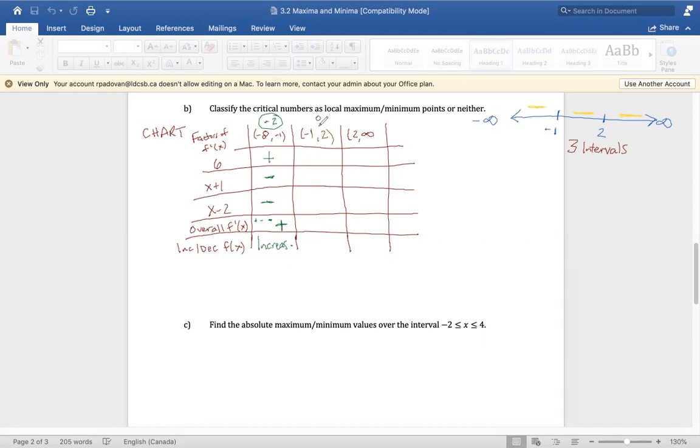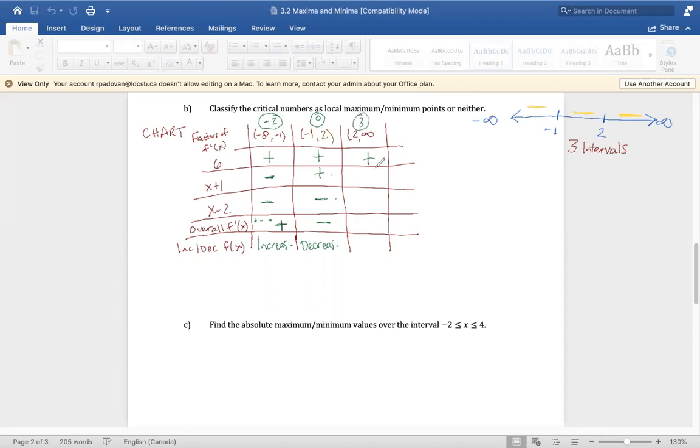Let's say pick 0. 0 is usually easier. Again, 6 is going to be positive all the way through, right? We know that. 0 plus 1 is positive. 0 minus 2 is negative now. So I have positive, positive, negative. A positive times a positive is a positive. That positive times a negative is now negative. So now I am decreasing throughout this interval.